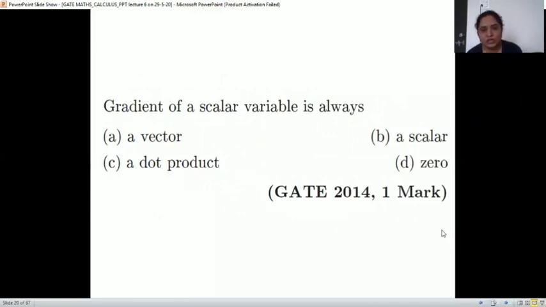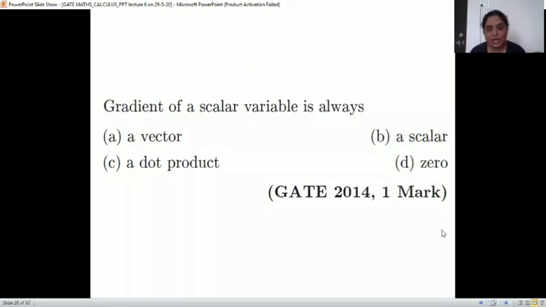Gradient of a scalar variable is always. Is it a vector, or is it a scalar, or is it a dot product, or is it always 0? And how and why? Please tell me. Gradient of a scalar variable.